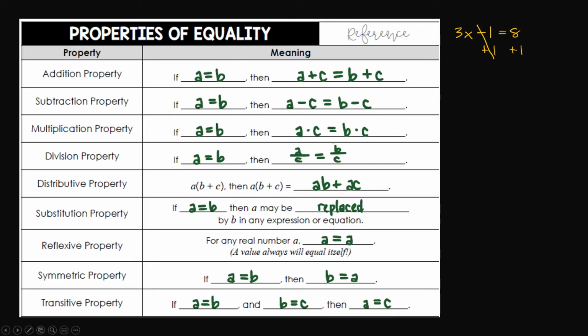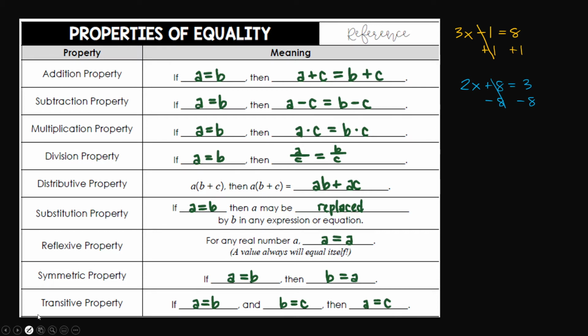The subtraction property of equality states that if A equals B, any real number A equals any real number B, then A minus C is equal to B minus C. So similar to the addition property, let's say I've got 2x plus 8 equals 3. And in order to eliminate this positive 8, I need to subtract 8 from both sides. And by subtracting 8 from both sides, I am keeping the equation sides equivalent to each other.